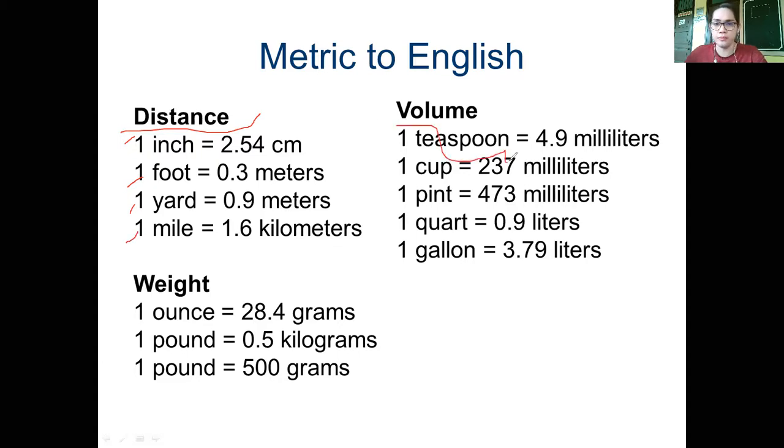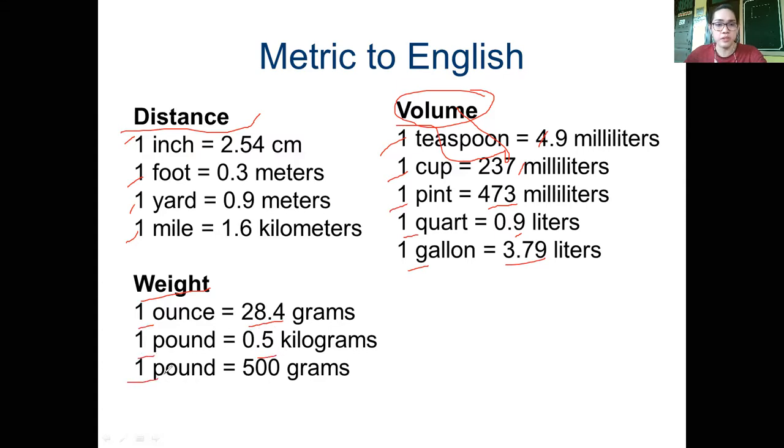For the volume, 1 teaspoon is equivalent to 4.9 milliliters. 1 cup is equivalent to 237 milliliters. 1 pint is equivalent to 473 milliliters. 1 quart is equivalent to 0.9 liters. 1 gallon is equivalent to 3.79 liters. And for the weight, 1 ounce is equivalent to 28.4 grams. 1 pound is equivalent to 0.5 kilograms.